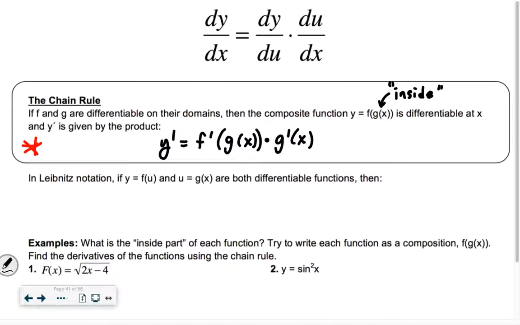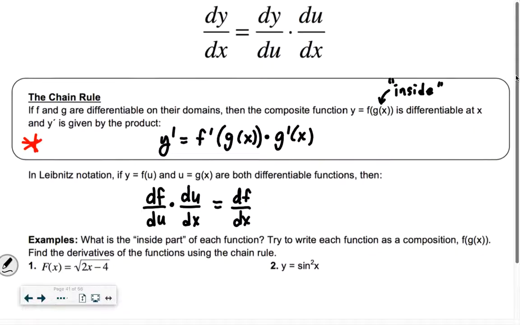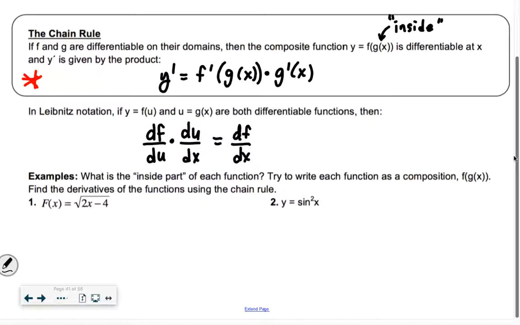So if y is a function in terms of u, then I can take the derivative of f in terms of u. And u is a function in terms of x, then I can do the derivative of u in terms of x. This all gives me the derivative of my original function in terms of x. Okay. I know this is weird. I don't typically do the notation, so I'm just going to explain how to do this without the notation. I think you guys will feel pretty good about it.